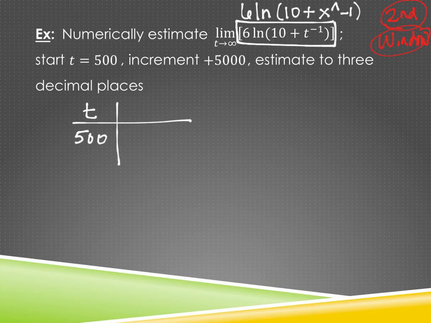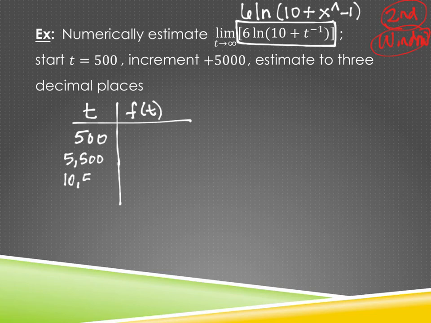And what's our... oh, we don't have a name for it. We'll call it f of t, since it doesn't give us one. And it says we're going to increment by adding 5,000. So if the first number is 500, the next number would be 5,500. What would my next number be? I know I'm going to have at least four values, so I might as well write the first four down.